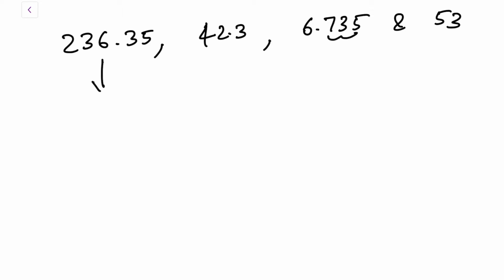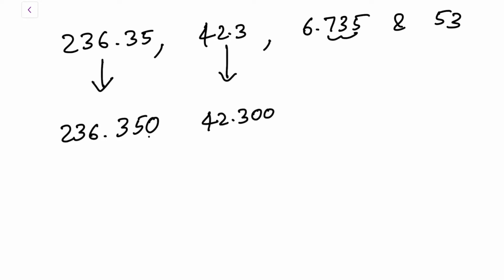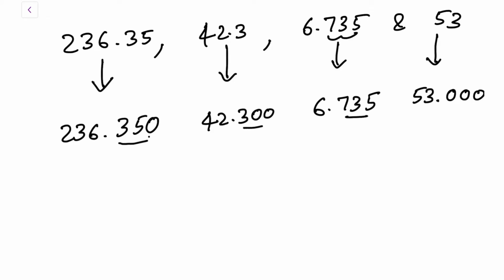Let's change this to 236.350. Remember, we can add 0 to the extreme right because it doesn't change the value of the decimal. 42.3 can be written as 42.300, and 6.735 we can leave as it is because it has already got 3 decimal places, and 53 whole number is the same as 53.000. Now as you can see, these are all like decimals because they've got 3 decimal places each.